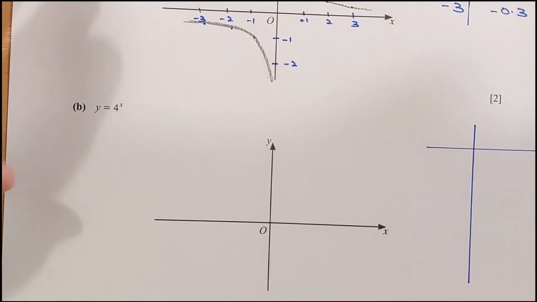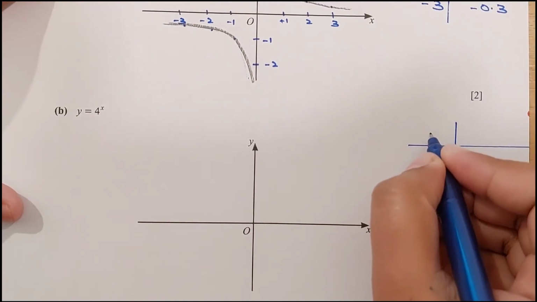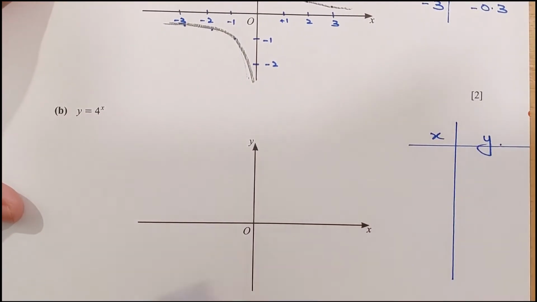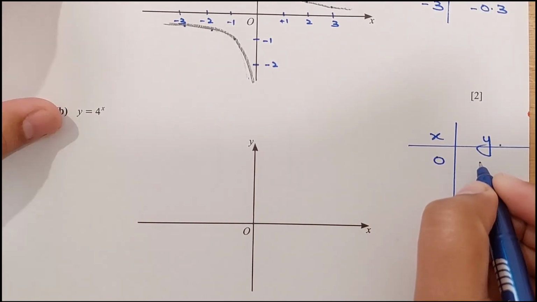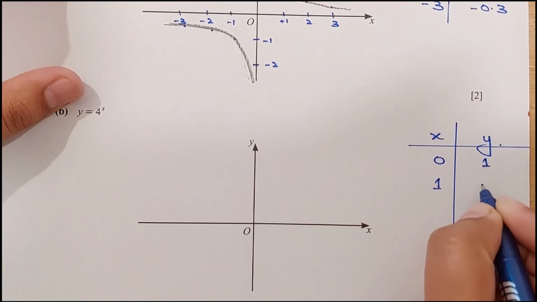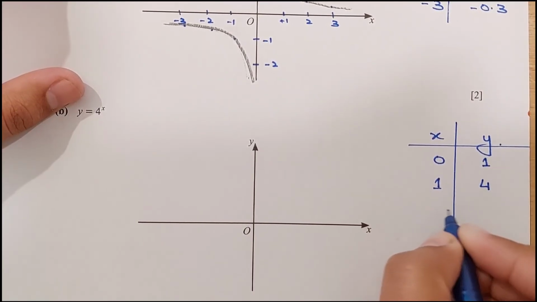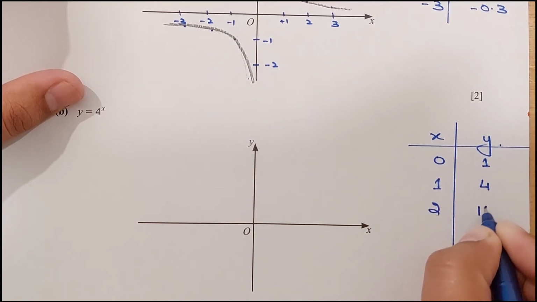Okay, so let me fix some x and find the corresponding y. When x is equal to 0, 4 power 0 is 1. When x is 1, we have 4 power 1, that is 4. When x is 2, 4 squared is 16.